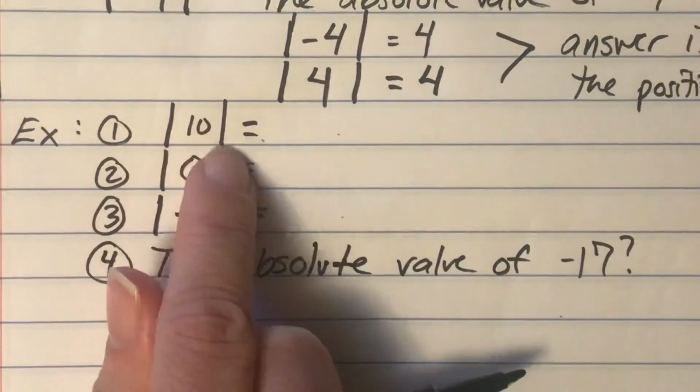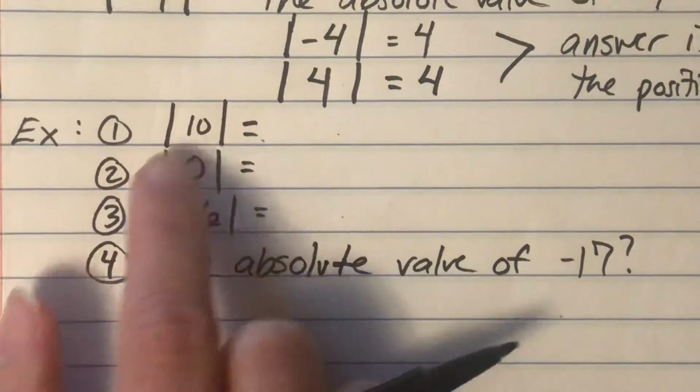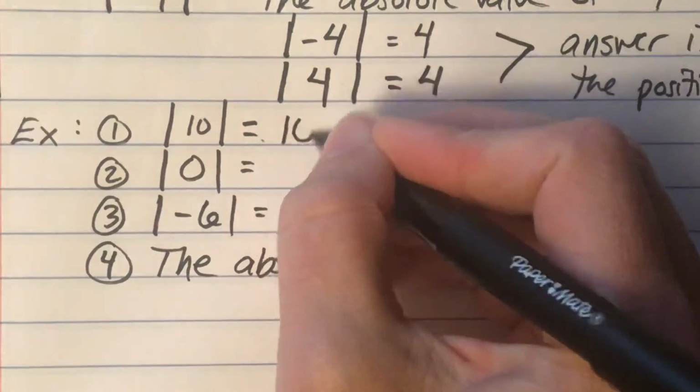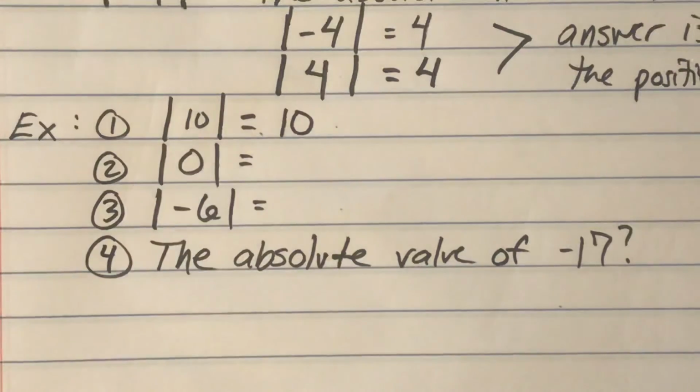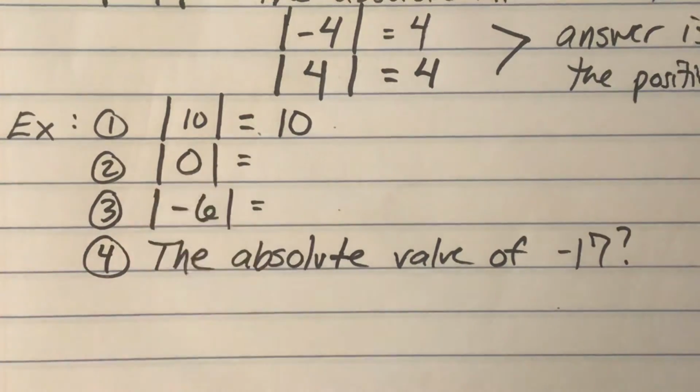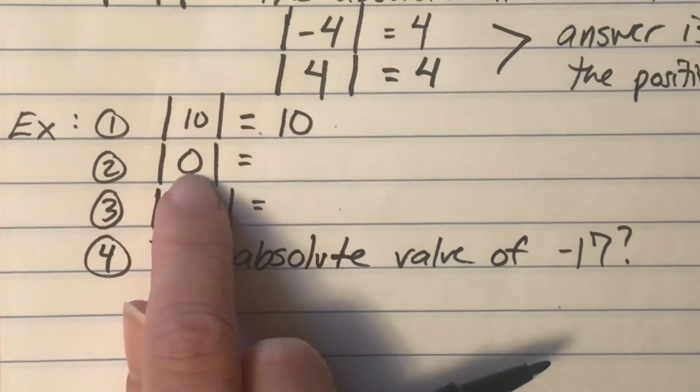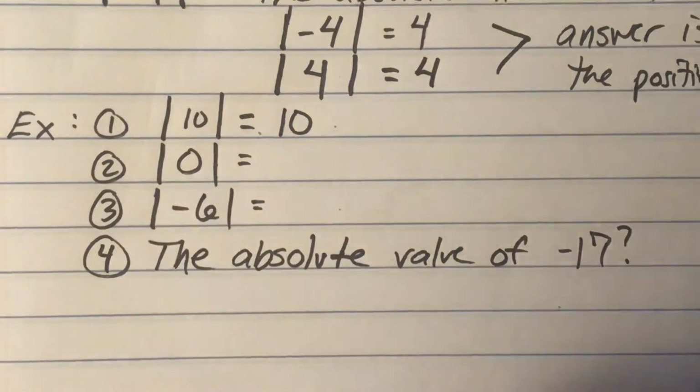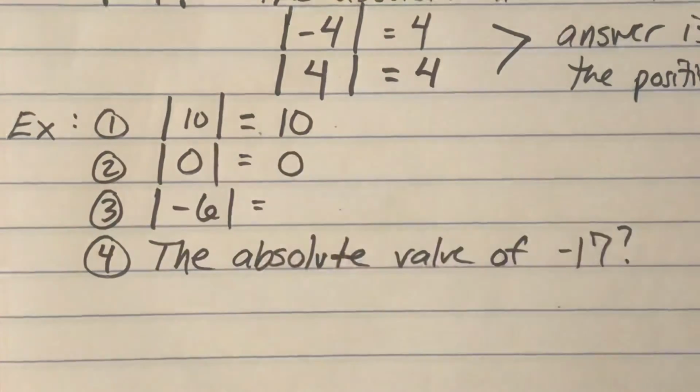Number 1, the absolute value of 10. How far away is 10 from 0? It's 10 units. Keep the number if it's positive. Absolute value of 0. How far away is 0 from 0? Well, 0 is right on top of 0. Absolute value of 0 is 0.